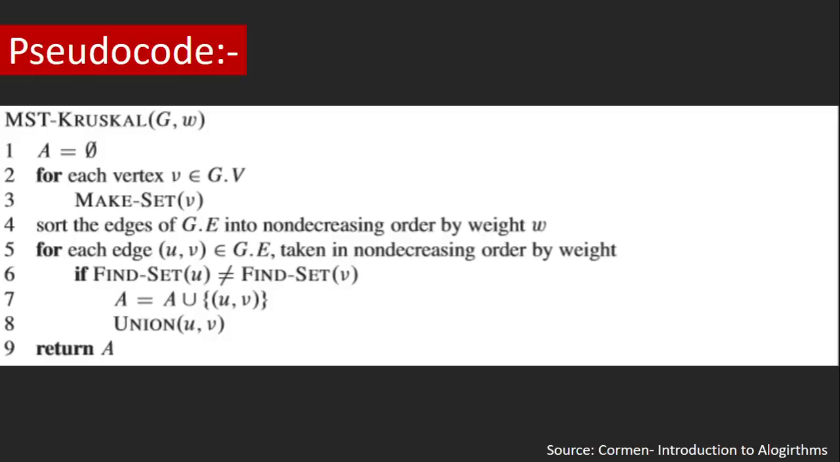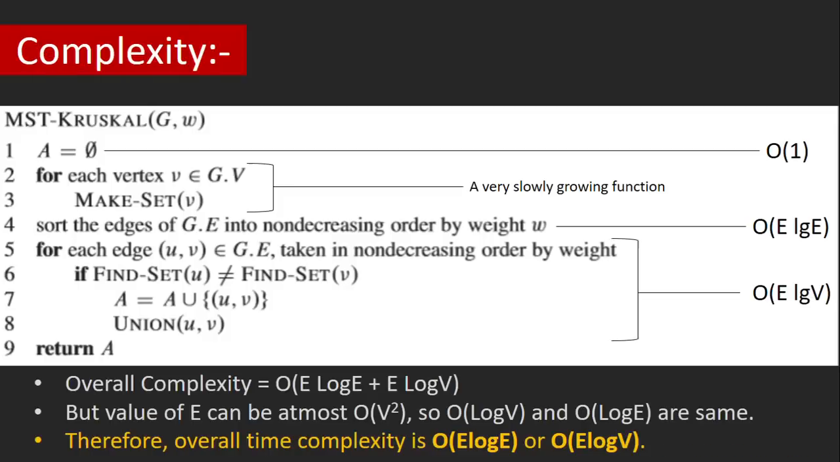Now let's try and analyze the complexity of Kruskal's algorithm for minimum spanning trees. Initializing A to an empty set takes constant time. The make set operation in lines 2 to 3 grows very slowly. Sorting E edges takes big O of E log E time. Lines 5 to 8 perform the find set and union operation for each edge in G, thus taking a time of big O of E log V.